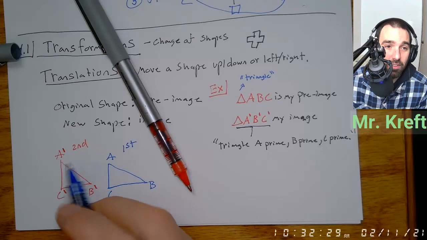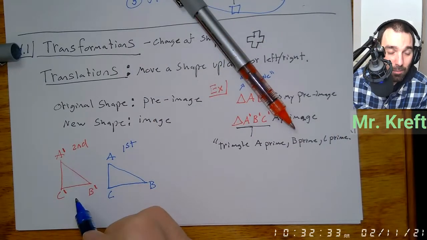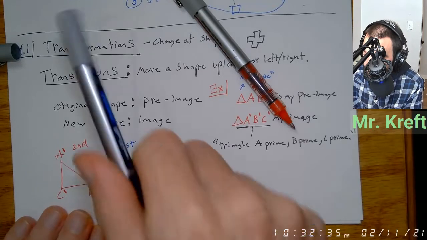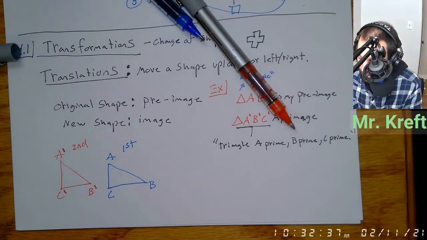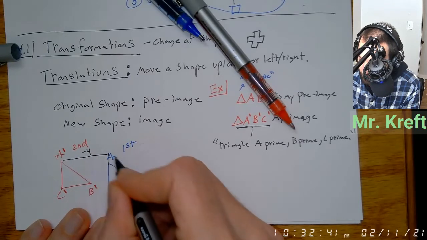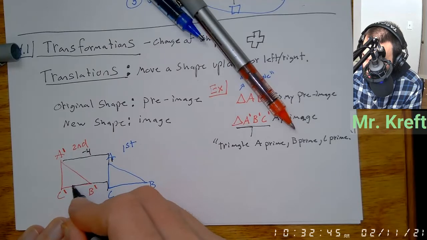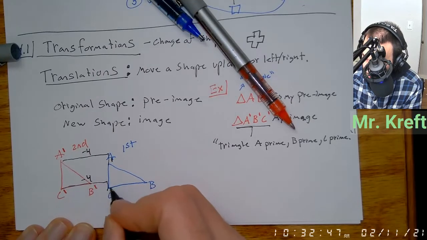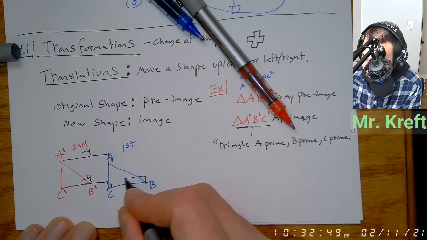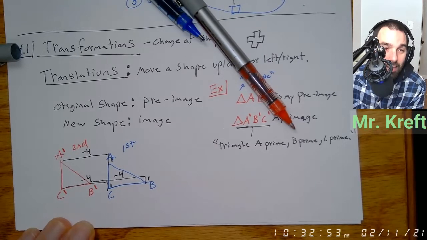So this was my first shape. This was my second. This is called the pre-image. This is called the image. Now, what we found here was that to get from A to A prime, I went left 4 and I went up 1. To get from C to C prime, I went left 4, I went up 1. To get from B to B prime, I went up 1, I went left 4.